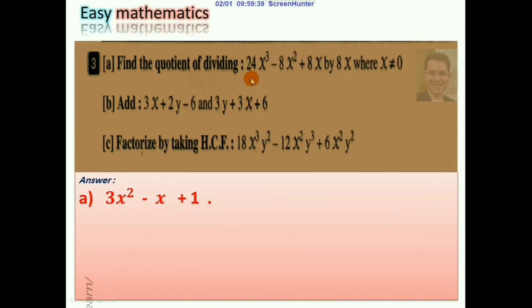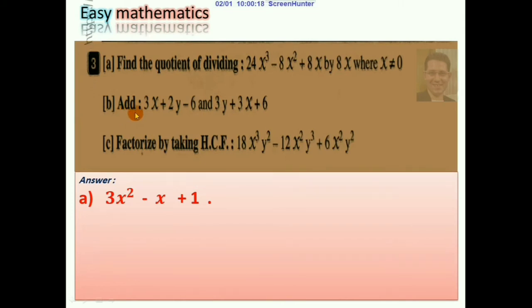But don't forget, when we divide any two algebraic terms, we subtract their powers. I mean, when we divide 24 by 8, it will be 3, and when we divide x power 3 by x power 1, we subtract their powers, 3 minus 1, it will be x power 2. The same, negative 8 divided by 8 equals negative 1, and x power 2 divided by x power 1, we subtract their powers, it will be equal to x power 1. Finally, 8 divided by 8 equals positive 1, and x divided by x equals x power 0, we can ignore it. This is the quotient of this exercise.